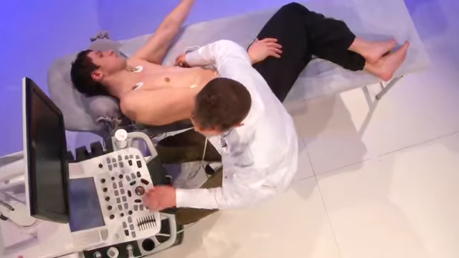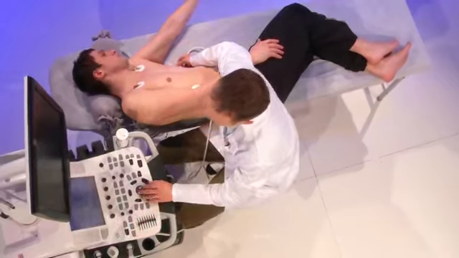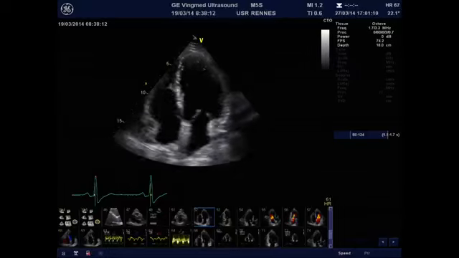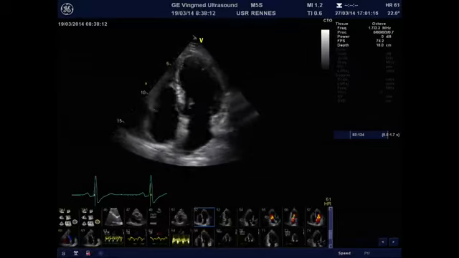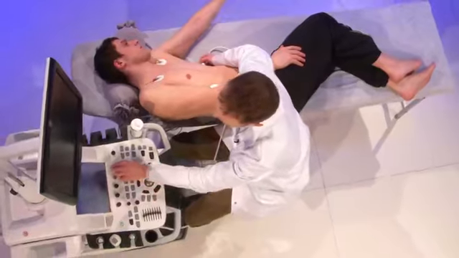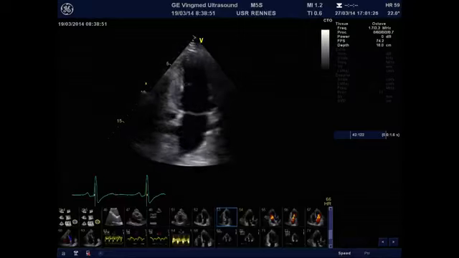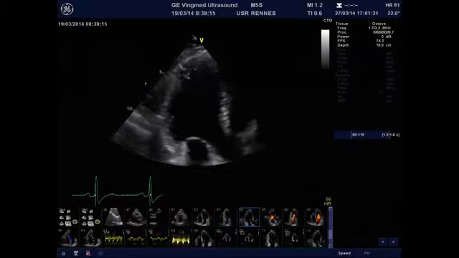So we will focus on the apical views. So I move to the apex. I do my best to make sure that we are at the apex. So if necessary, I ask the patient to take a big breath to be sure that we are at the apex of the left ventricle. Then we get the apical 4-chamber view, the apical 2-chamber view, and the apical 3-chamber view.